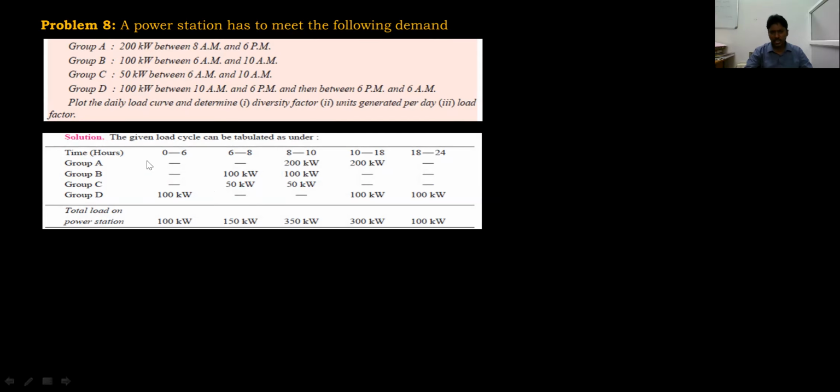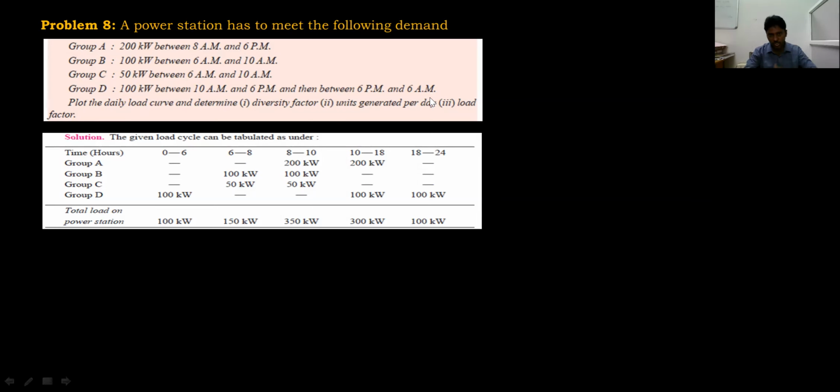Based on your flexibility, you can divide and note the total loads. Here, during 0 to 6 hours, night 12 to morning 6, what loads are present? This one is not present during that slot, this is not present in that slot, this is not present during that slot, and this one is not present between 10 a.m. and 6 p.m. And between 6 p.m. evening to 6 a.m. morning.